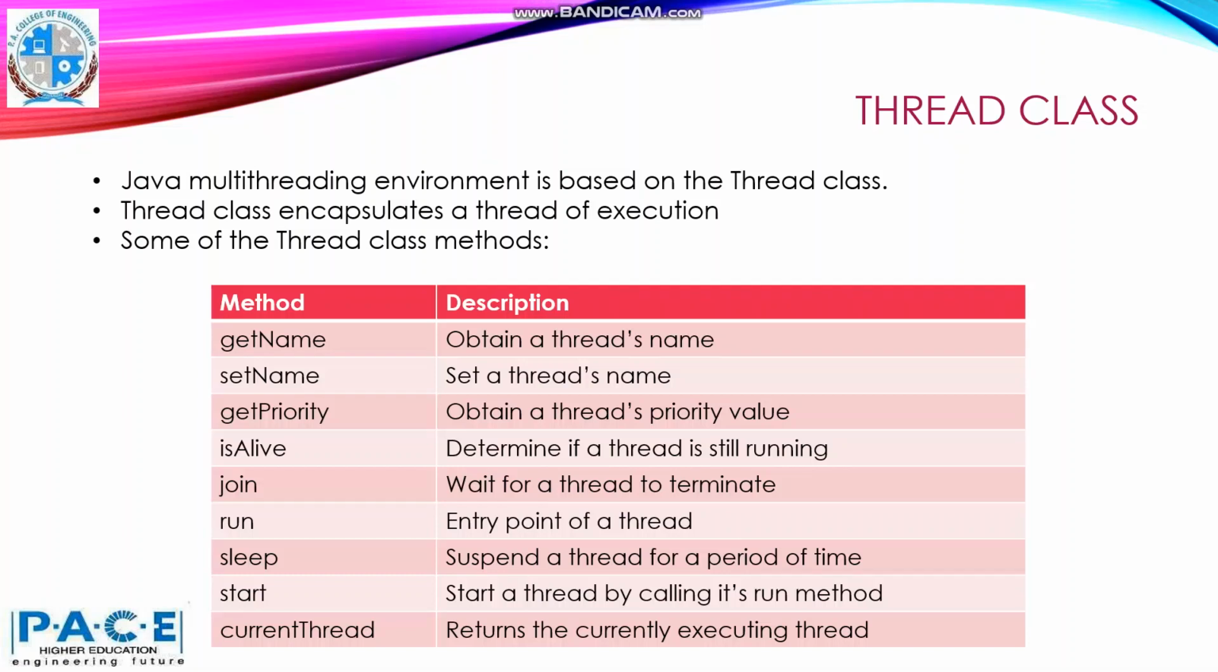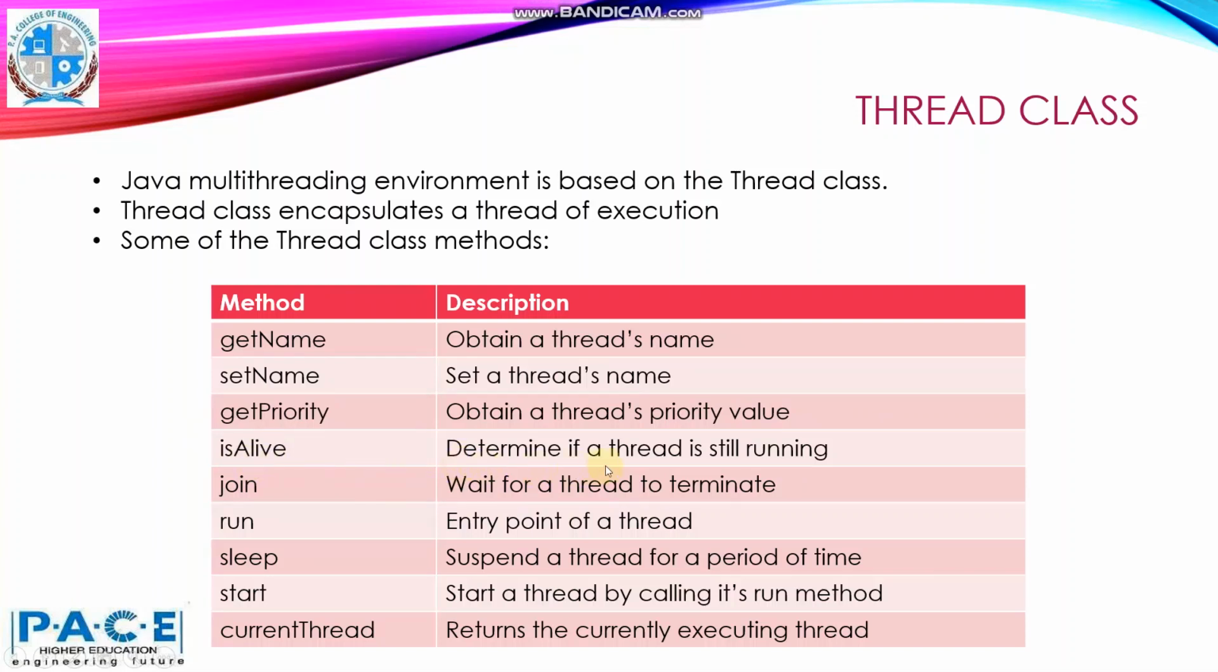getName. Through this method, we can obtain a thread's name. Similarly, there is a method setName, which is used to set a thread's name. Since threads have a priority associated with them, and that priority is used to decide when threads are competing for the CPU time, based on the priority value it is decided which thread should be given the higher priority. In order to obtain the priority value of the thread, we use the method getPriority.